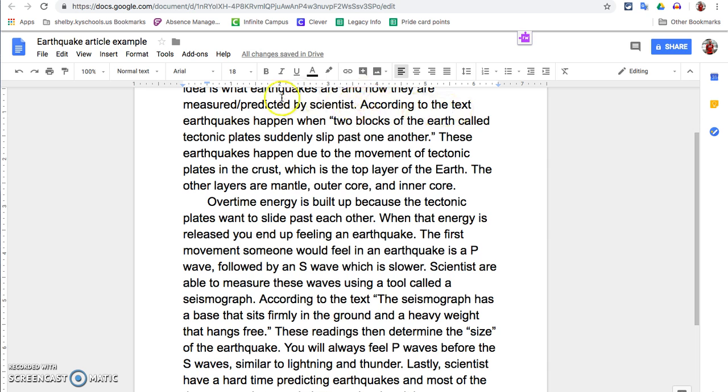So it says, according to the text, earthquakes happen when, quote, two blocks of the earth called tectonic plates suddenly slip past one another, end quote. This person goes on to say that these earthquakes happen due to movement of tectonic plates in the crust, which is the top layer of the earth. The other layers are mantle, outer core, and inner core.